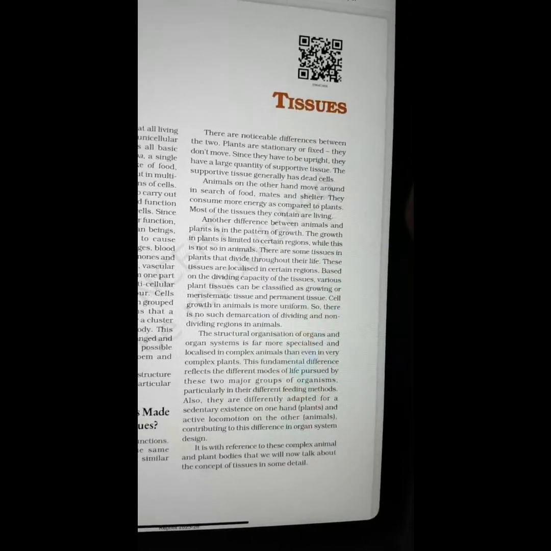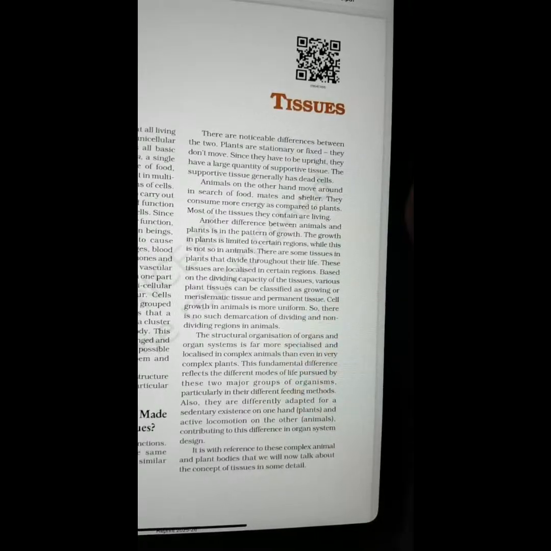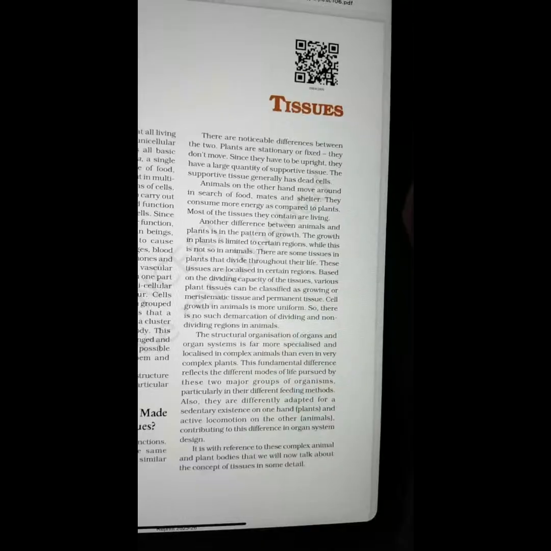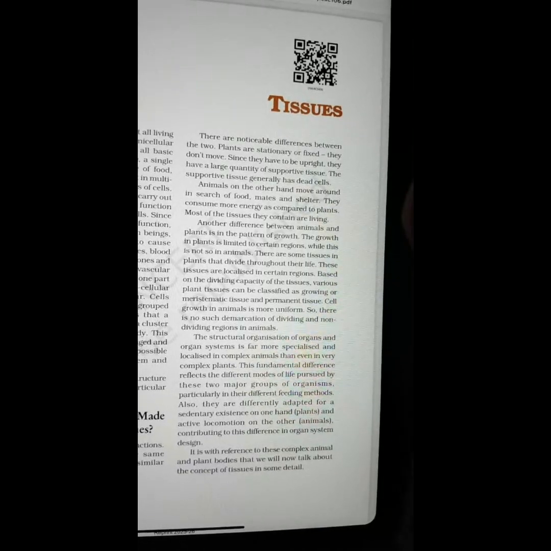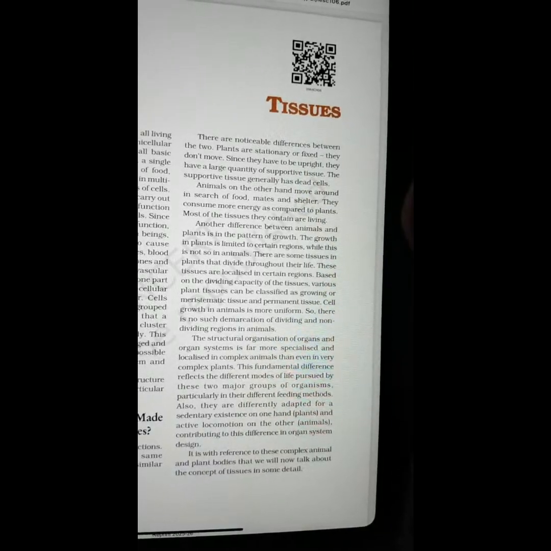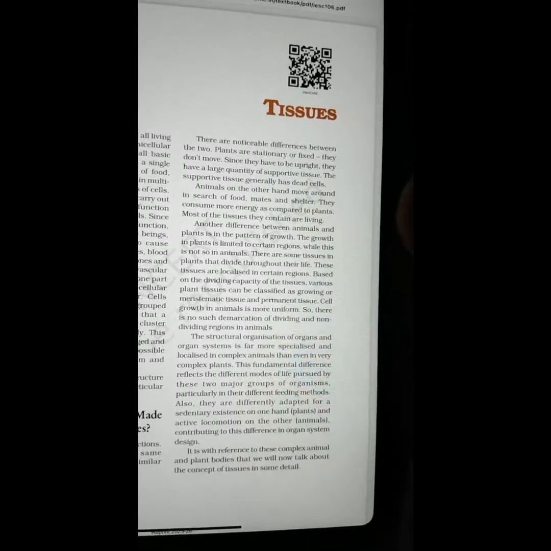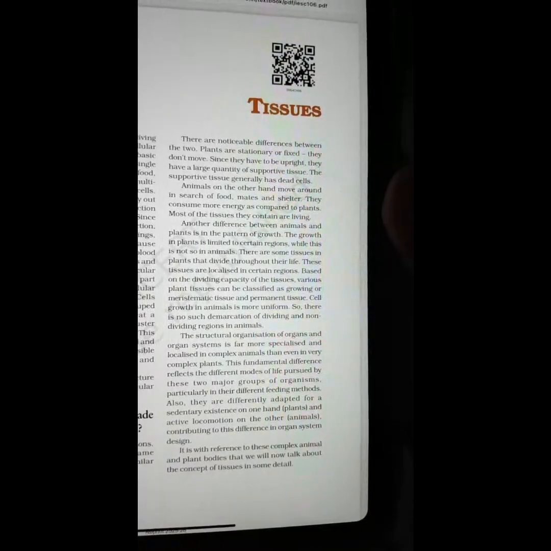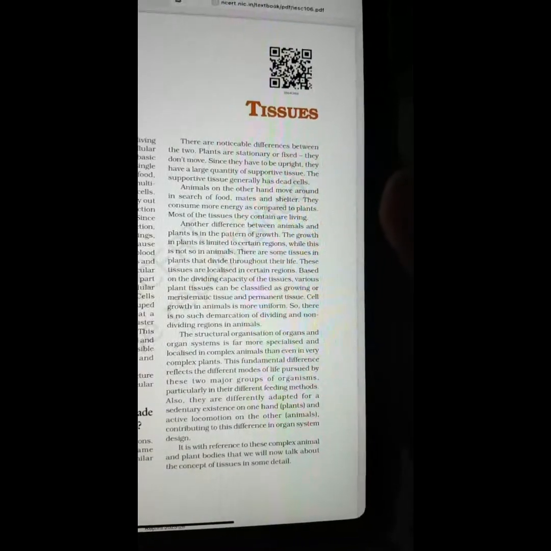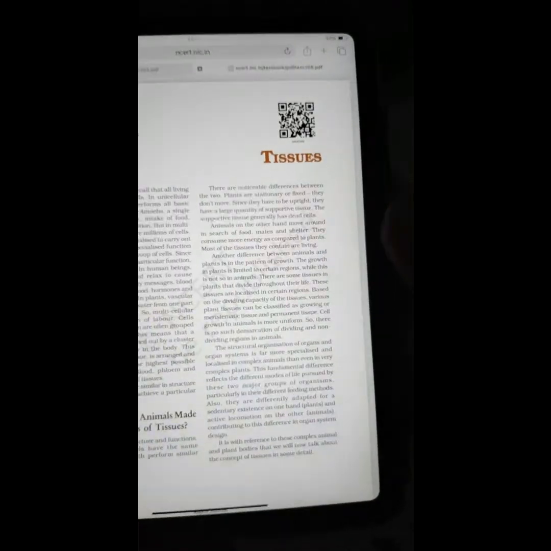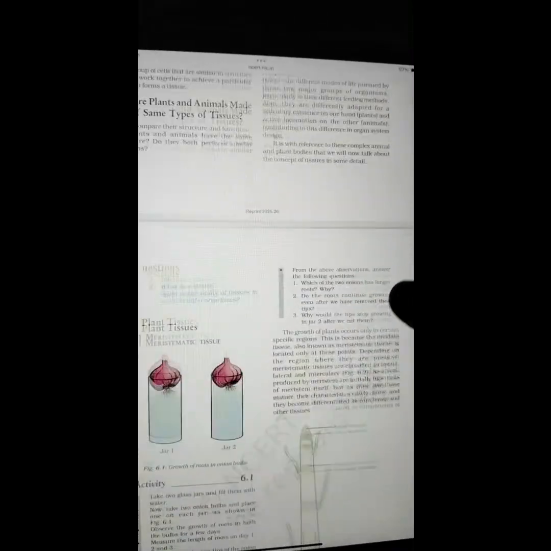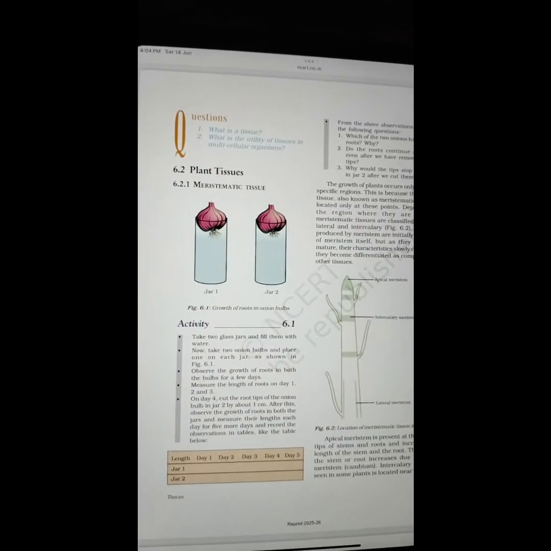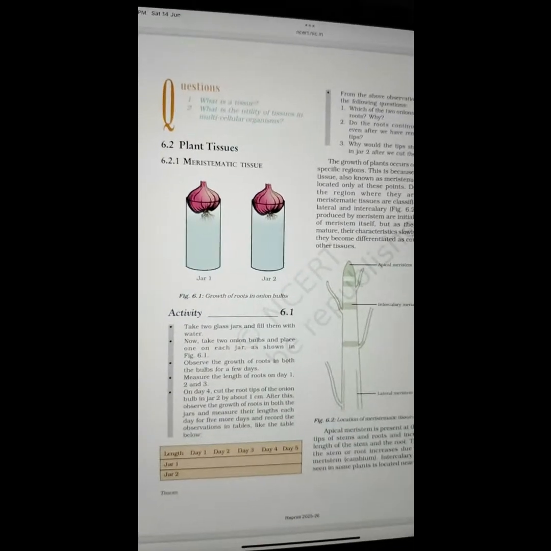Also, they are differently adapted for a sedentary existence. On one hand, plants are sedentary, and on the other, animals show active locomotion, contributing to this difference in organ system design. It is with reference to these complex animal and plant bodies that we will now talk about the concept of tissues in some detail. Let's flip to the next page. This is page number 61 of your NCERT.